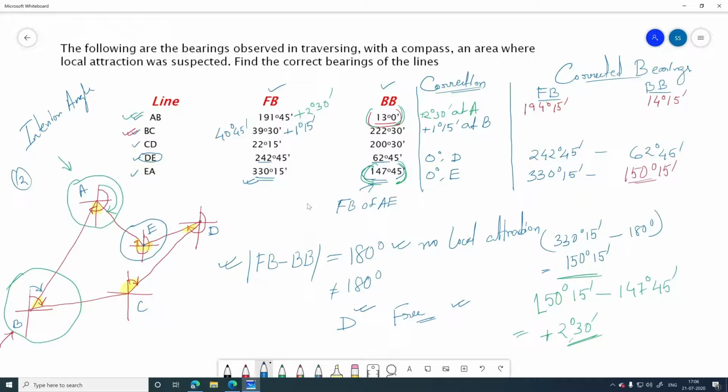Okay, now as we got the 40 degree 45 minutes, that is the forebearing of BC. So what will be the back bearing of BC? Very simple. So that will be, okay, I am removing all these things.